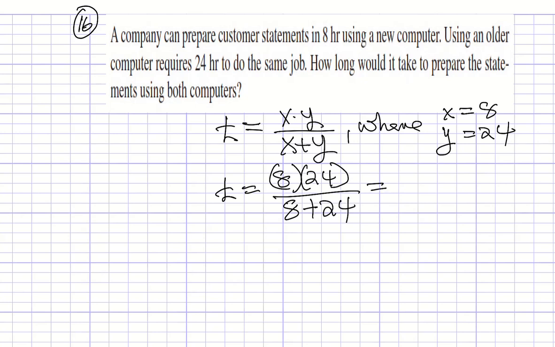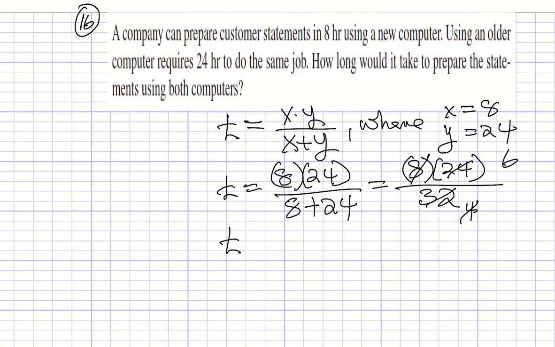Then it's time to simplify. I suggest you don't multiply out the numerator. Just leave it like this and combine the denominator, and you get that. Notice that 8 can go into 32, you get 4. Notice that 4 can go into 24, you get 6. You see that, right? So T is equal to 6. And we are done with this problem, okay?